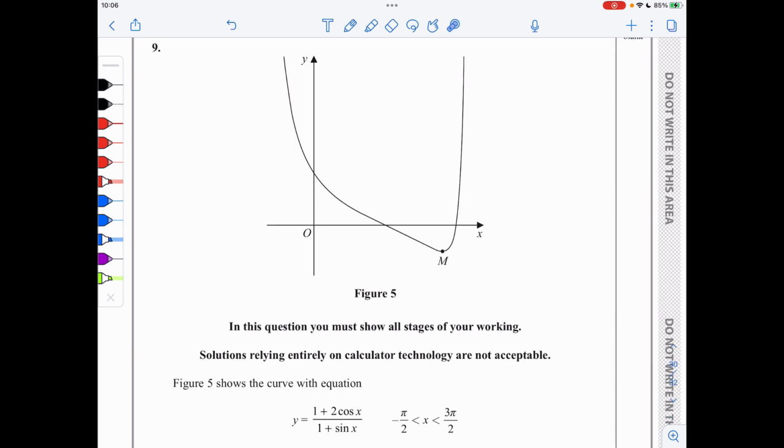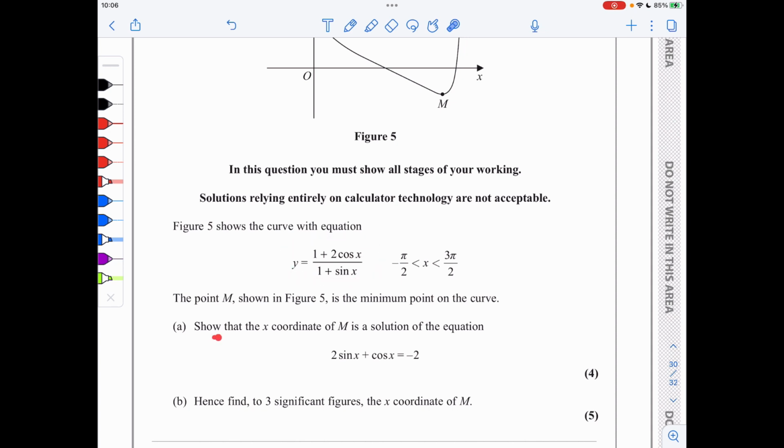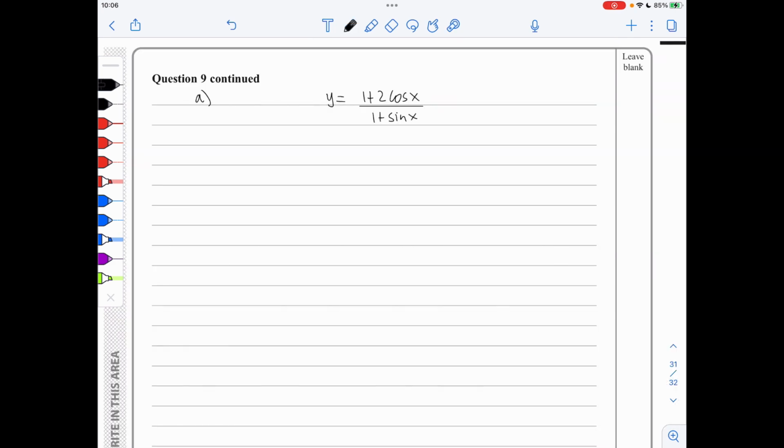In question 9, we've got the curve with the equation y is 1 plus 2 cos x over 1 plus sine x, and we need to start off by showing that the x coordinate of the minimum point, M, satisfies 2 sine x plus cos x is negative 2. So we will be using the quotient rule here. dy/dx is equal to the derivative of the top, which is minus 2 sine x, and we keep the bottom, minus keep the top, and we differentiate the bottom to give us cos x, and all of it over 1 plus sine x squared.